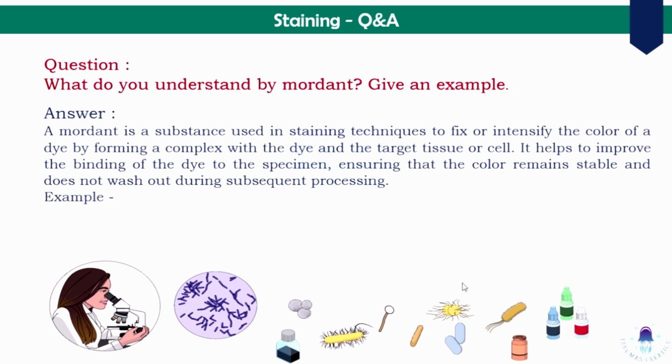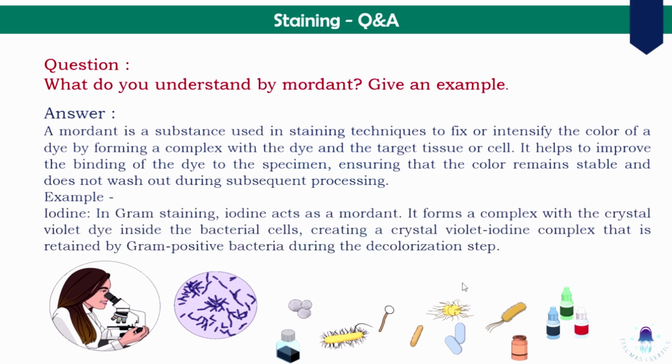Example: Iodine. In gram staining, iodine acts as a mordant. It forms a complex with the crystal violet dye inside the bacterial cells, creating a crystal violet-iodine complex that is retained by gram-positive bacteria during the decolorization step.